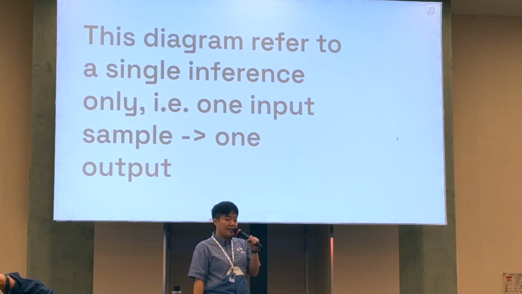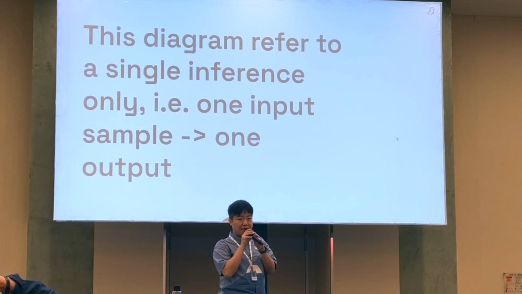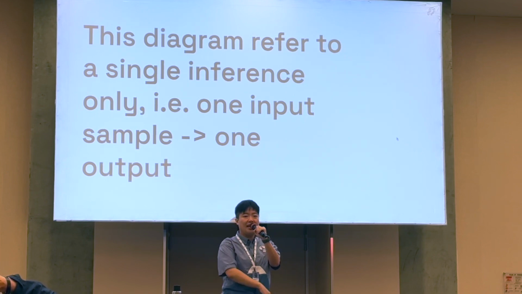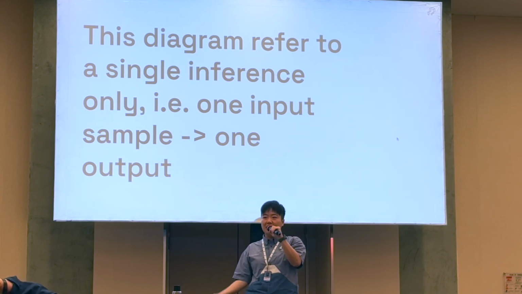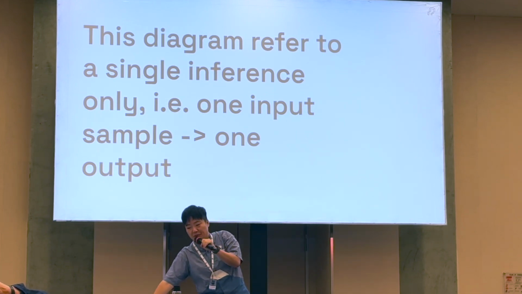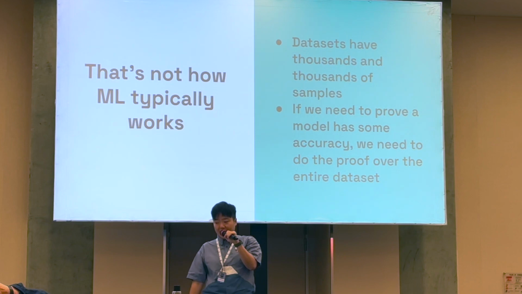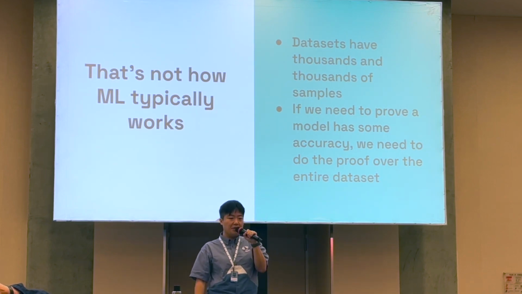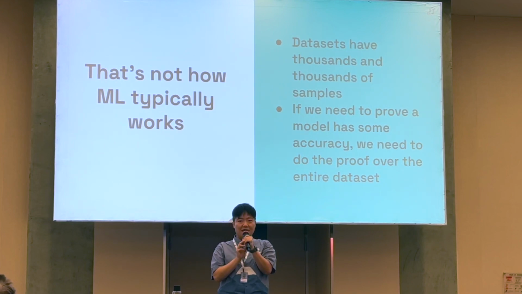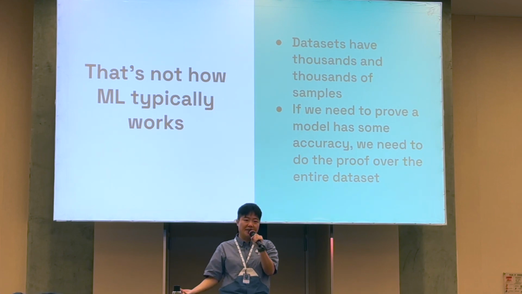And the problem with this diagram is that it refers to a single inference only, right? So that means that you put one prompt into Stable Diffusion and it outputs one single image. Or you put one sentence into GPT and it outputs one single response. The problem is that's not how we usually use machine learning in most of the fields. Right? That's not how machine learning typically works. Because usually we have thousands and thousands of samples inside a data set, and we want to run the same model over all of them. And ideally, we also want to put them into the same proof, so that we're not submitting 1,000 proofs and the gas fee accumulates like crazy.